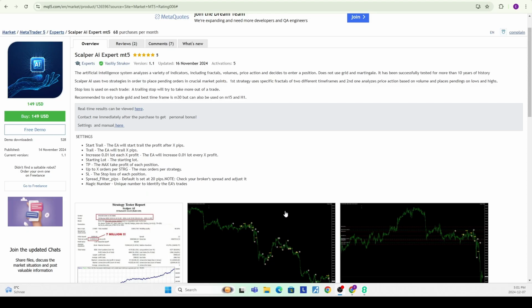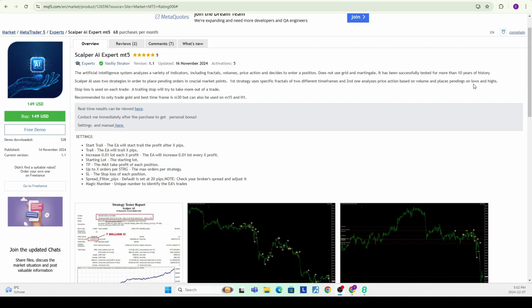Vasily Strukov. So we can start off here on the sales page, and we can see that there's a few different indications regarding how it works. So what the gentleman is saying is that it uses two main strategies, one of which is based on fractals, and the other one is based on price action and volume. So first strategy uses specific fractals of two different time frames, and second analyzes price action based on volume and places orders on highs and lows.